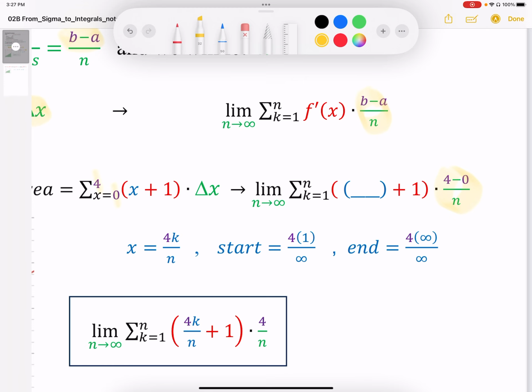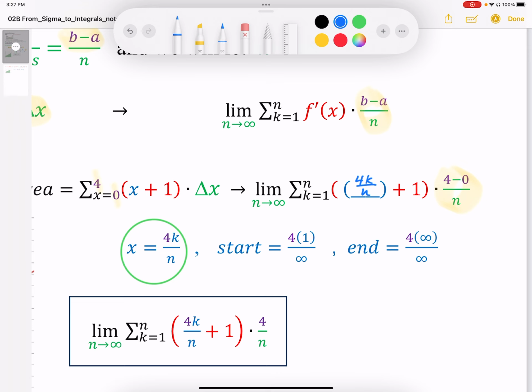So that expression that we're going to use to replace x is going to be this one here. Okay, we're going to use x equals 4k over n. So why is it 4k over n? I'm just going to write it in because that's what we're going to use, but then we have to figure out why it is 4k over n.